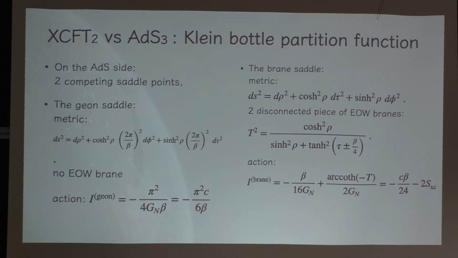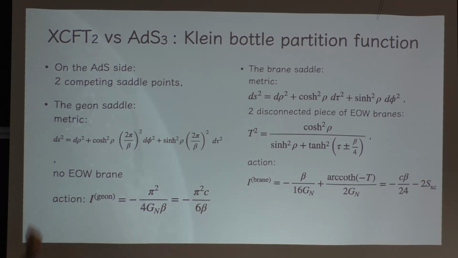Then we can solve the equation of motion to find the bulk saddle points. In this case, you can find two competing saddle points in the bulk. The first one has this metric, and there are no end-of-the-world branes in this metric, and no singularity. This is exactly the geometry which Harry just mentioned. As I just explained, here you actually need two crosscaps, and once you have two crosscaps, there's no topological obstruction for having a bulk.